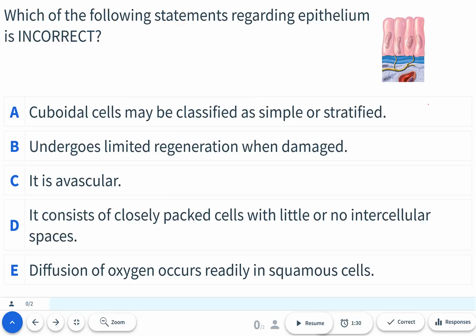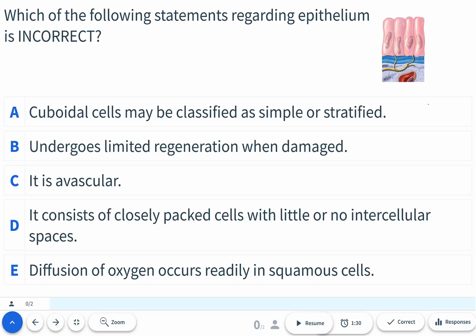Undergoes limited regeneration when damaged. A feature of the epithelial tissue is that there is rapid cell division, and the epithelial tissue can constantly renew and repair itself, like, for example, the epithelial tissue of the surface of the skin in the epidermis, or in the lining of the gastrointestinal or respiratory tracts. So it does not have limited regeneration capacity. Limited regeneration is a feature of muscular tissue or nervous tissue, but not of the epithelial tissue. So B is incorrect. However, let's read the other options.